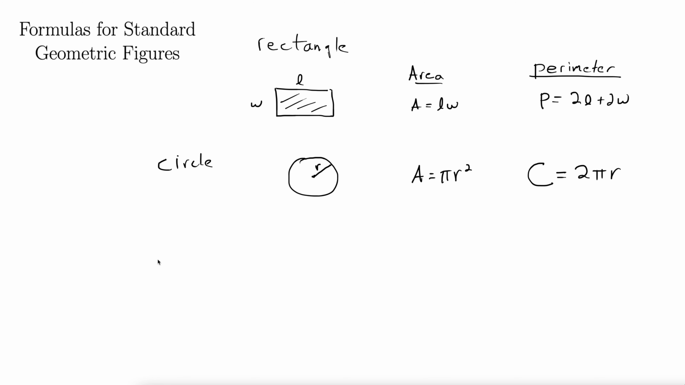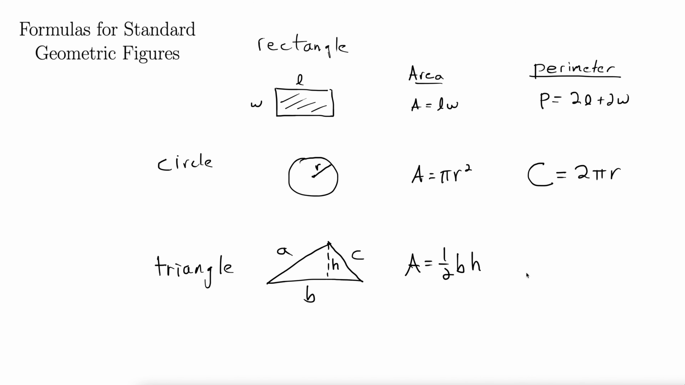Another common shape is a triangle. I'll draw an arbitrary triangle here. Let's call this A, let's call this B, let's call this C over here, and then I'm going to draw a dotted line here and call this distance H, for height. It's not really part of the triangle. I added that in myself. The formula for area of the triangle then is 1/2 base times height.